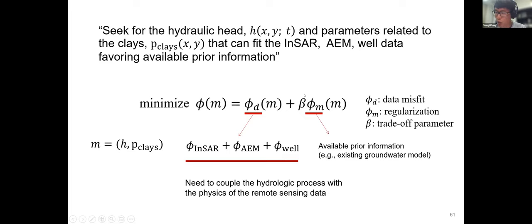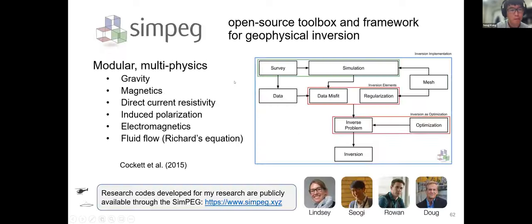Prior information is an open question. But for instance, we can use an existing groundwater model as prior information. Or we can couple this with hydrologic processes and remote sensing data. How we solve this inverse problem is, again, an open question. But this is the kind of holistic view with which I am seeing the problem.